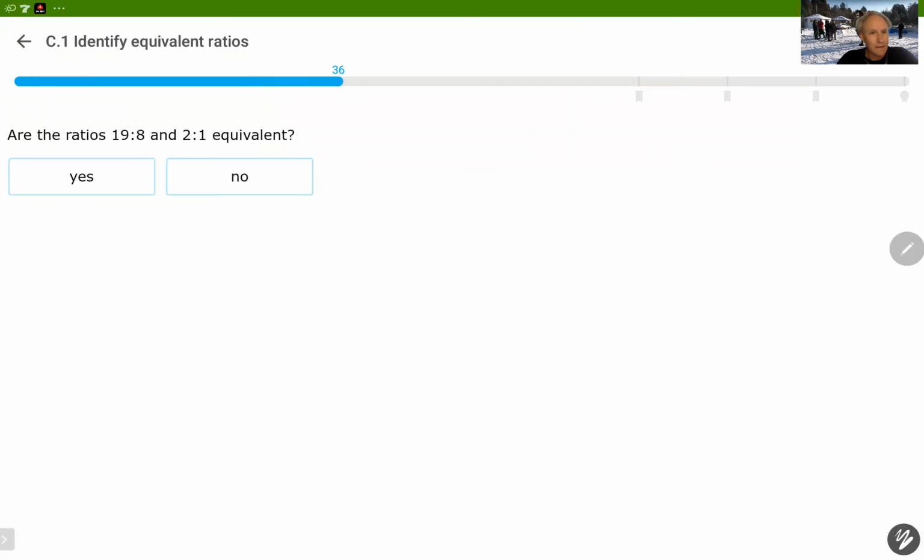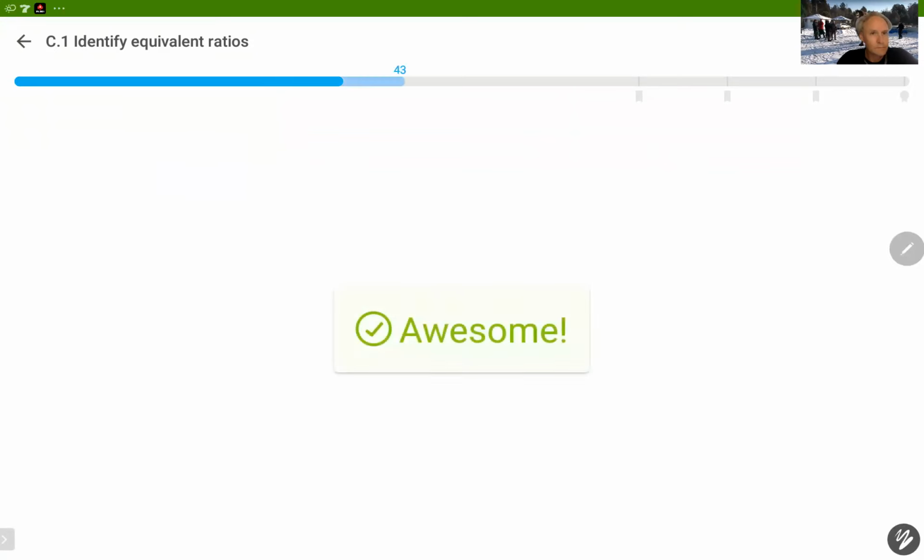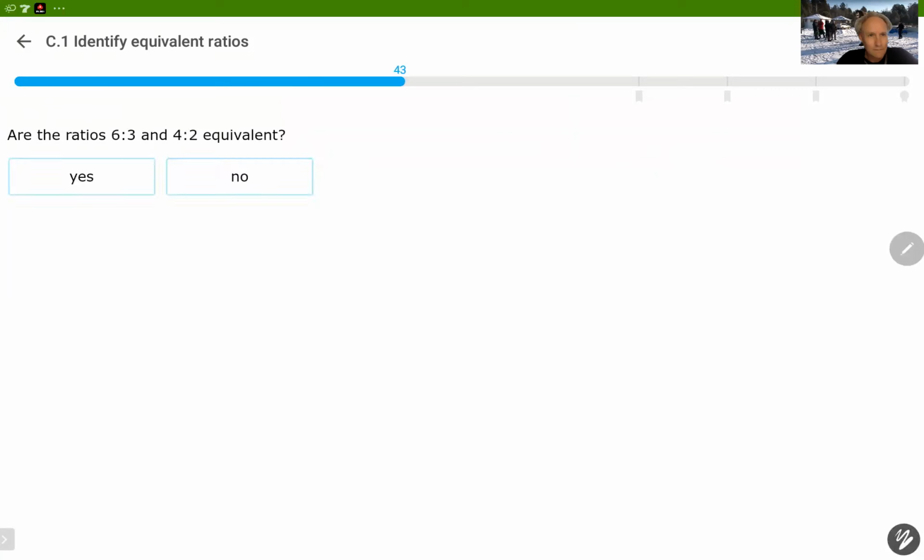19 to 8 and 2 to 1, of course not. 8 is not half of 19, no. 6 to 3, 4 to 2. Yes, this is true. They both reduce to 2 to 1. So if we reduce them, they are both equivalent to 2 to 1. So yes.